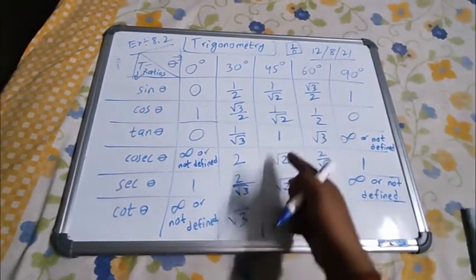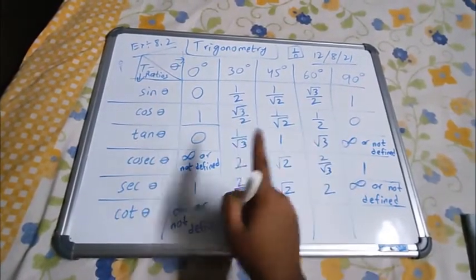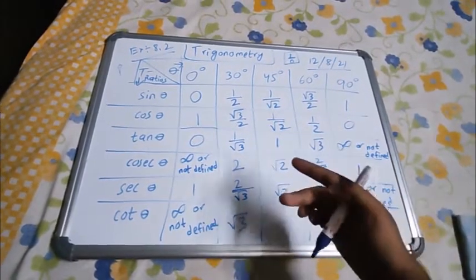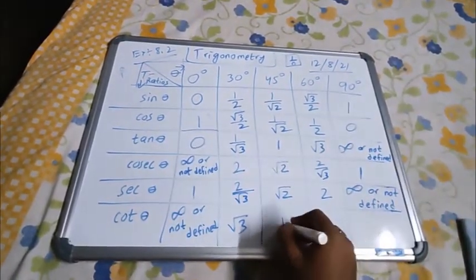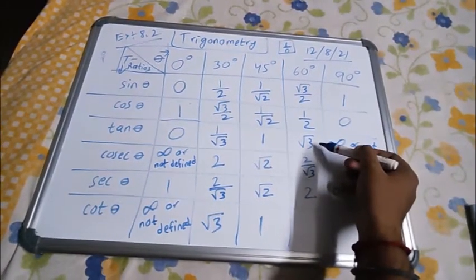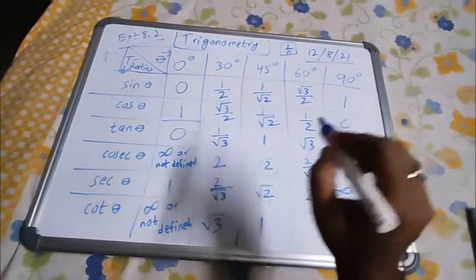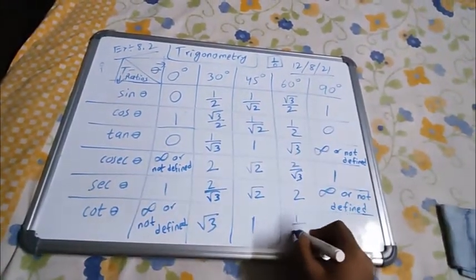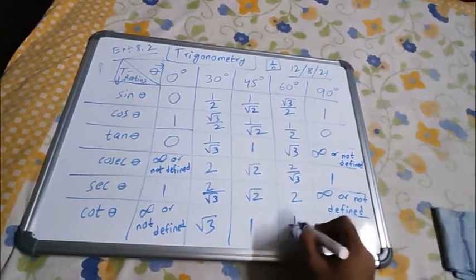Next, come to this. Tan 45 degree is 1, which is 1 by 1. So cot 45 degree is the reverse, 1 by 1, so it will be 1 only. Again the answer will be 1. Next, tan 60 degree is root 3. Root 3 can be written as root 3 by 1. If you flip it, it will be 1 by root 3. This answer is 1 by root 3, the reciprocal of root 3.